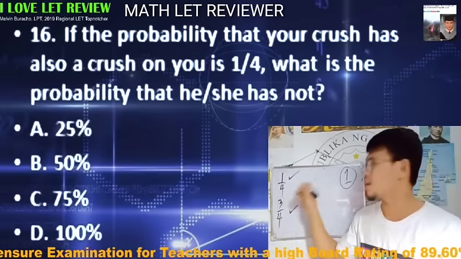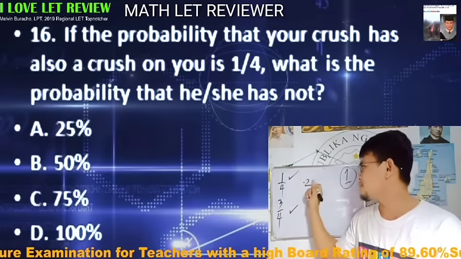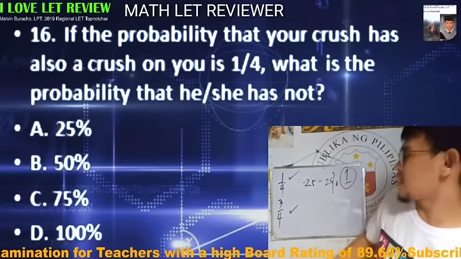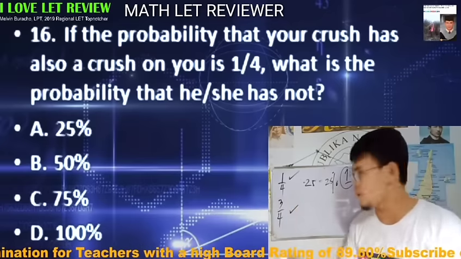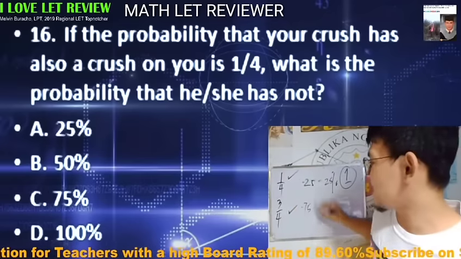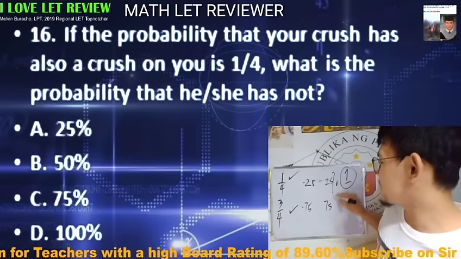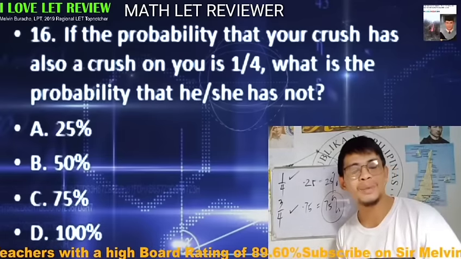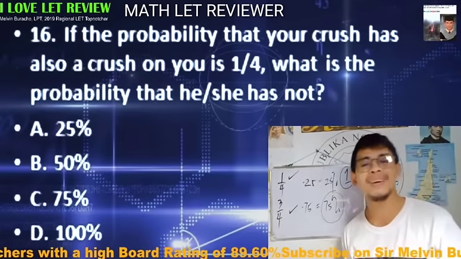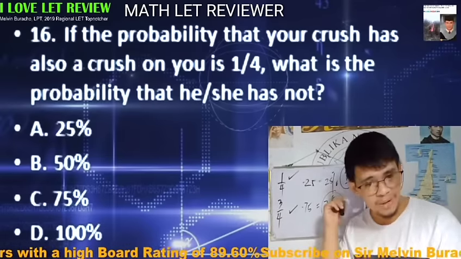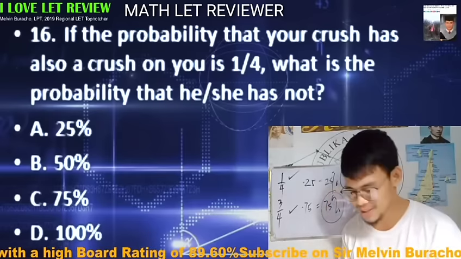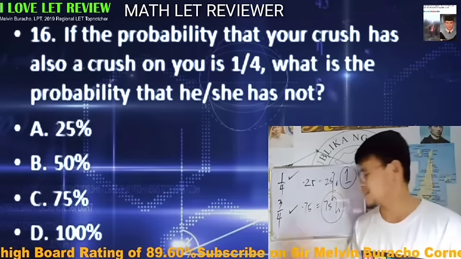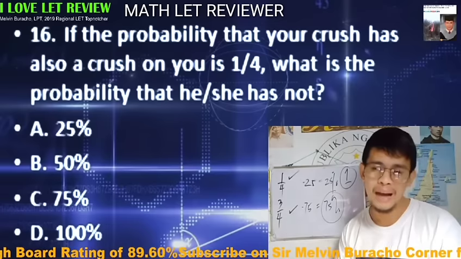1 divide 4, that will yield 0.25. And 0.25 is equivalent to 25%. Okay? Therefore, 3 divide 4, that will yield 0.75 or 75%. Now, can we now find 75% in the choices? Can we find 75% in the choices? Yes, we can find 75% on the choices, and it's letter C. Tama po ba? Tama. Letter C.